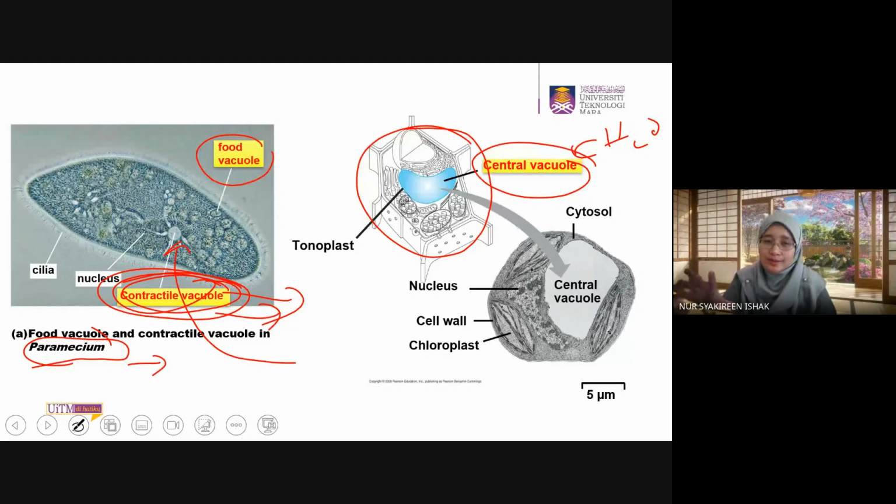Okay, so the normal condition for a plant is turgid. So that's why you have to water your plant. The plant cannot receive less water than it is supposed to. So this excess water will be stored in the central vacuole. The central vacuole is large. It pushes all the other organelles to the peripheral side of the cell.